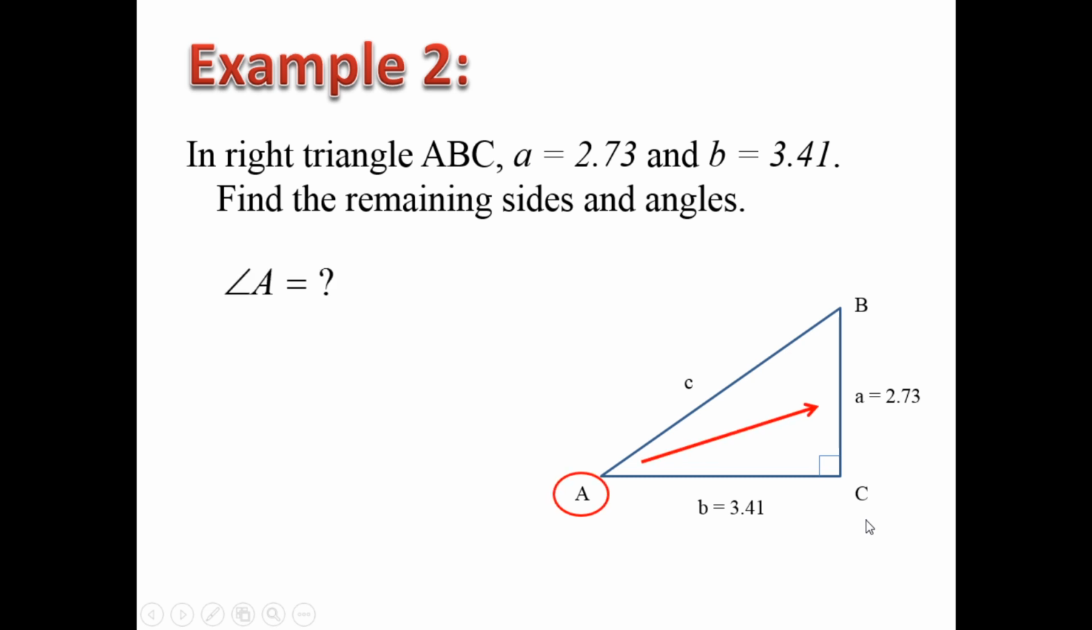Let's solve for angle A first. In order to find angle A, we need to find the matching ratio. What's given is the opposite and adjacent sides, so we're using the ratio of tangent.